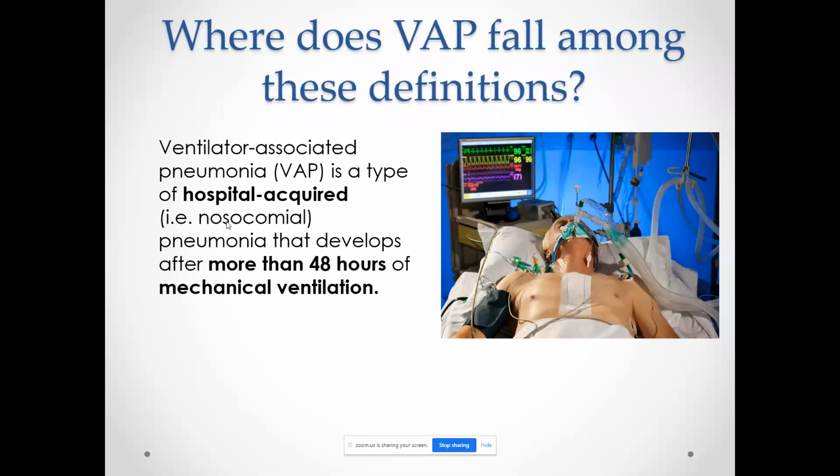Ventilator-associated pneumonia is a type of hospital-acquired nosocomial pneumonia that develops after 48 hours of mechanical ventilation. Clear? The patient is intubated on a mechanical ventilator, and after 48 hours of intubation, not admission, intubation, he starts to have signs and symptoms of pneumonia that we are going to discuss now. We call it ventilator-associated pneumonia.